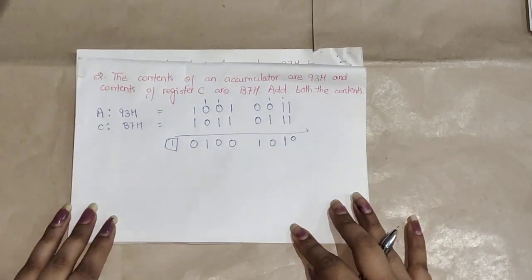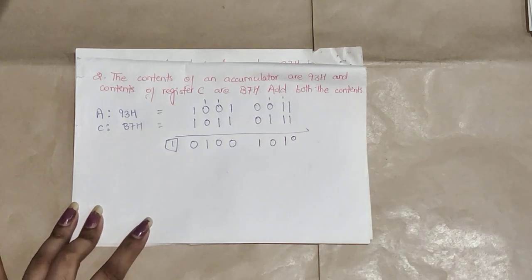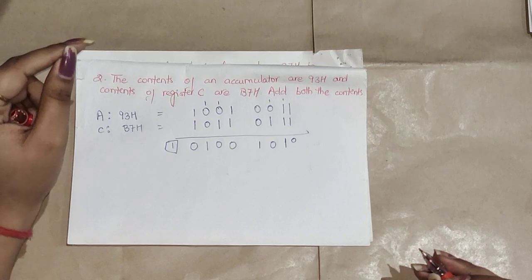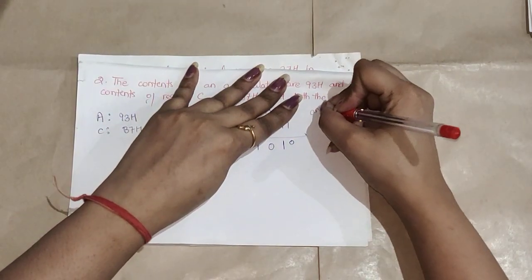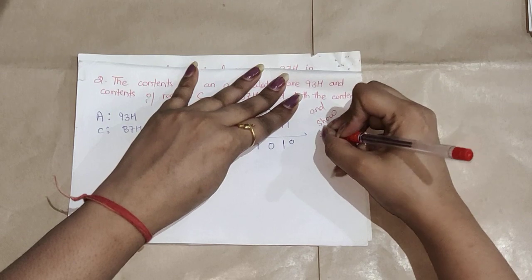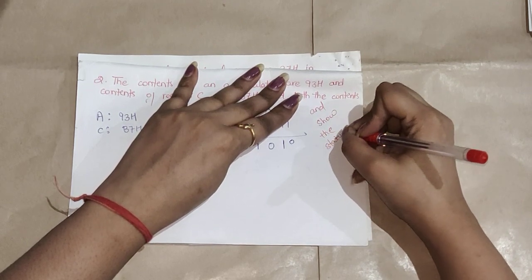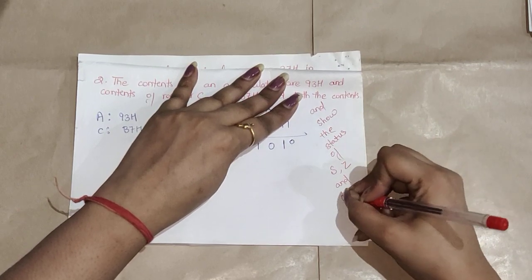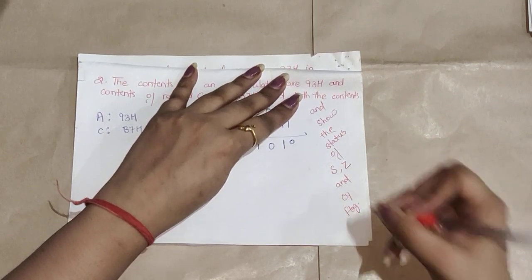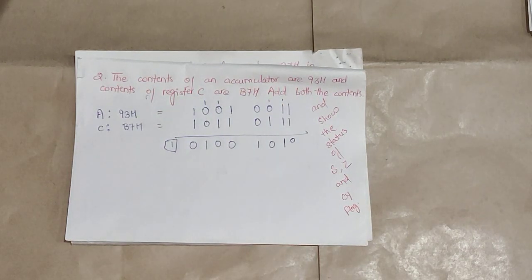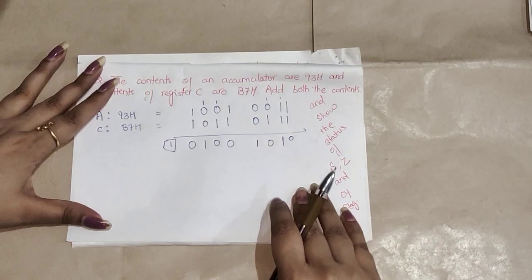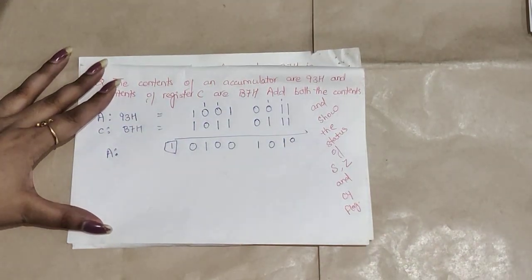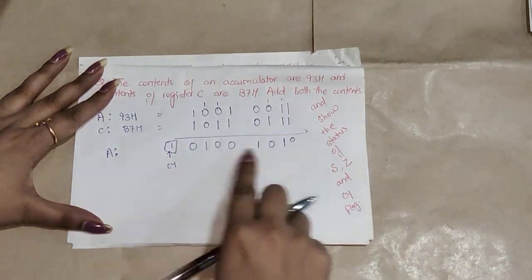See, actually the question is incomplete. The contents of the accumulator are 93H and the contents of register C are B7H. Add both the contents and show the status of sign, zero and carry flag. This is the complete question. So we are done with this. We know very well that the results are stored in the accumulator only. So the accumulator will contain this number. This is the carry. Okay, we are done with the addition.